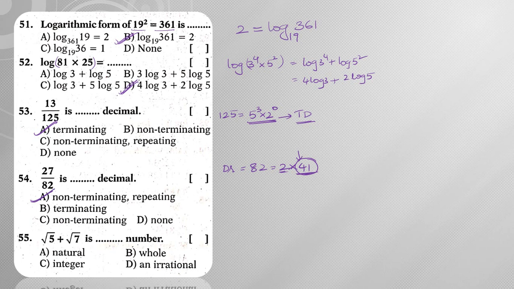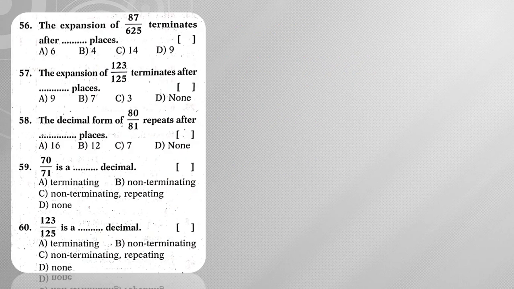Next, root 5 plus root 7. So here root 5 is irrational, root 7 is also irrational. So irrational plus irrational gives me an irrational number. Right. Next, moving on to question number 56.